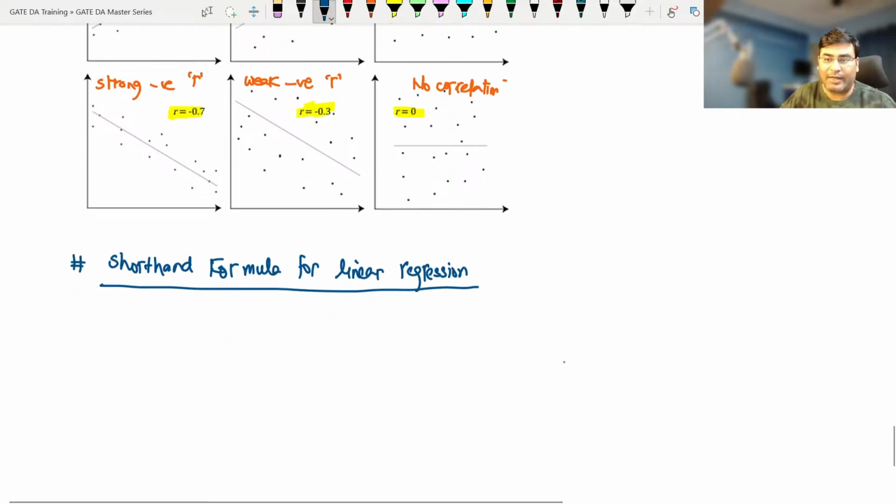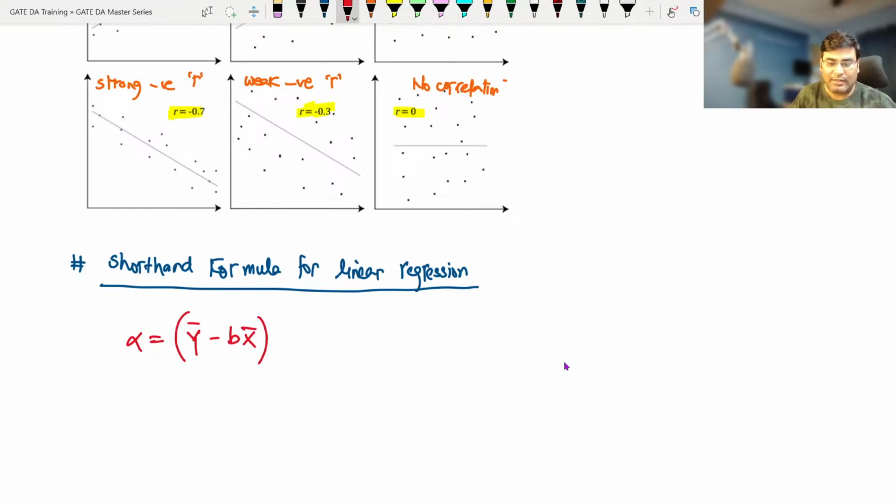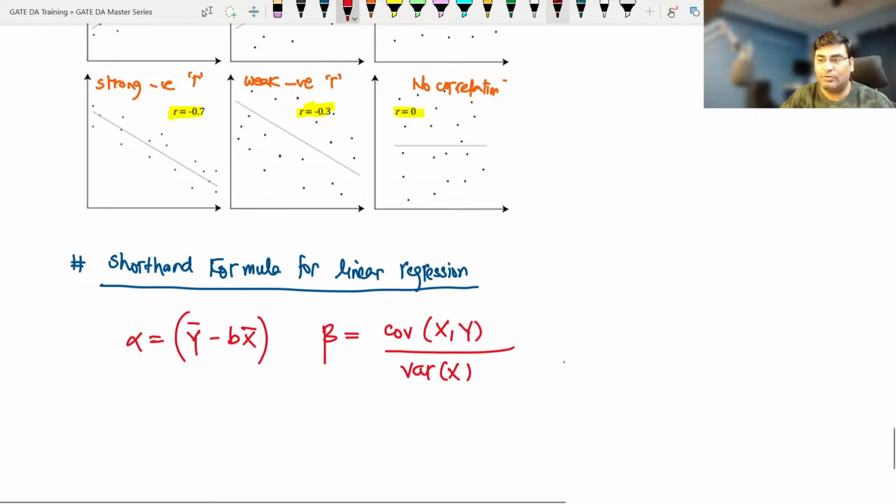So guys, if you remember, I had given the formula for alpha equal to y bar minus b x bar, right? This is a shorthand notation for alpha. If you observed, I would have written similar to that. Beta is something I've written as a long formula, but now you can write it as covariance of x comma y over variance of x. This will also work. What we can do, we can try to use it and see if it makes sense.